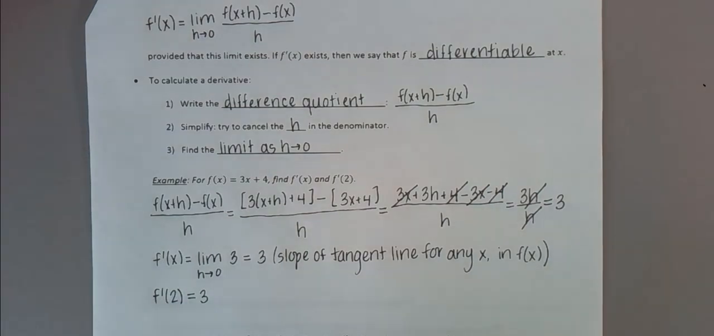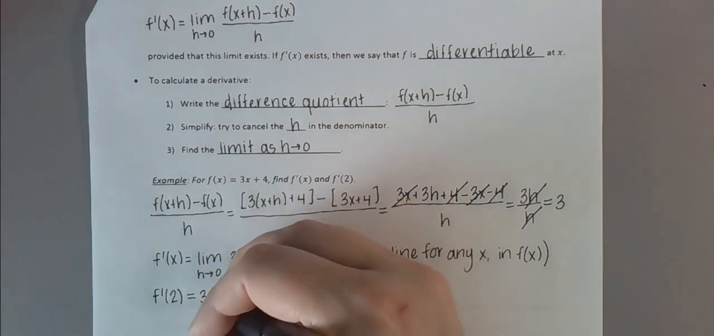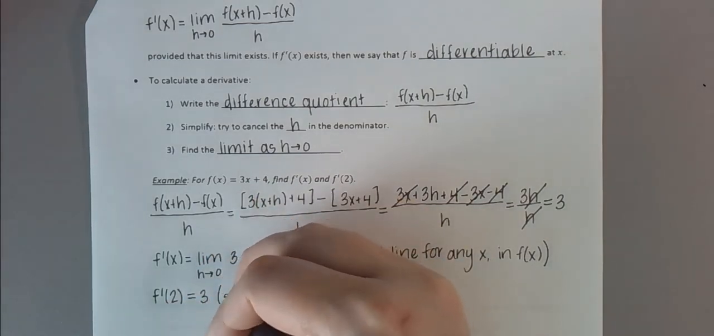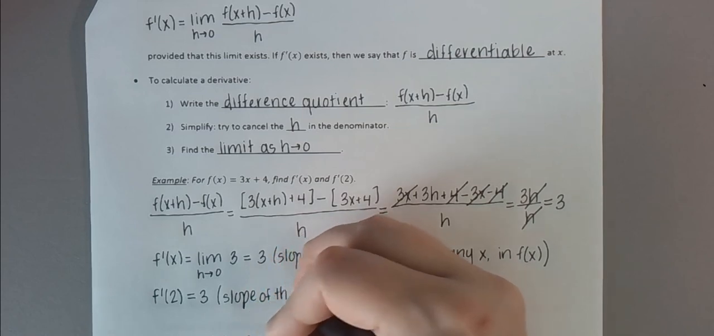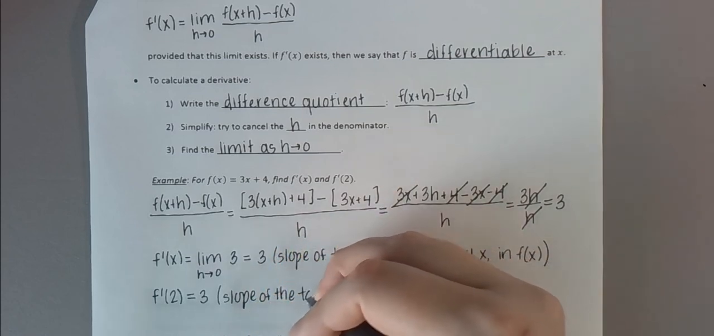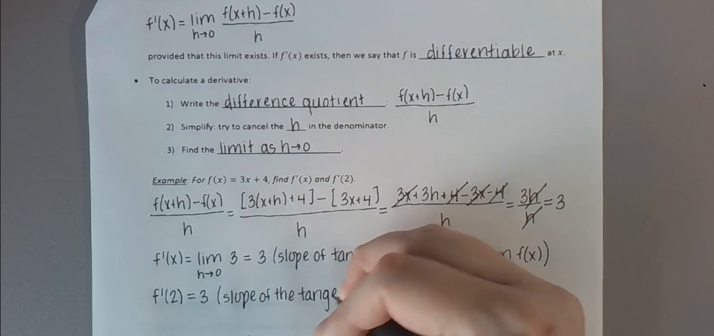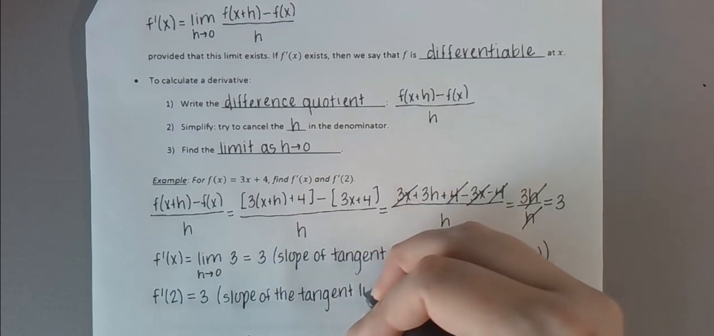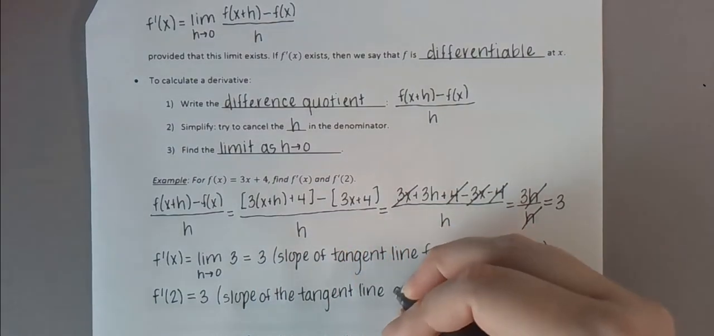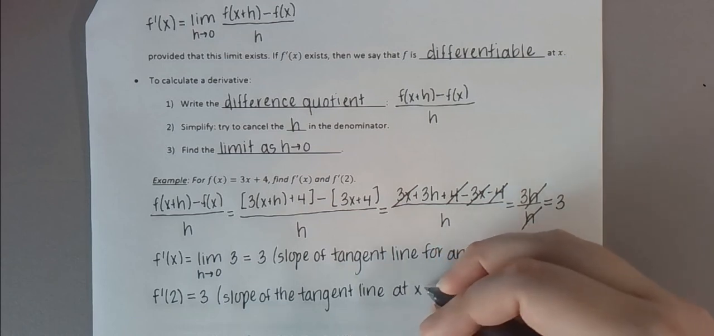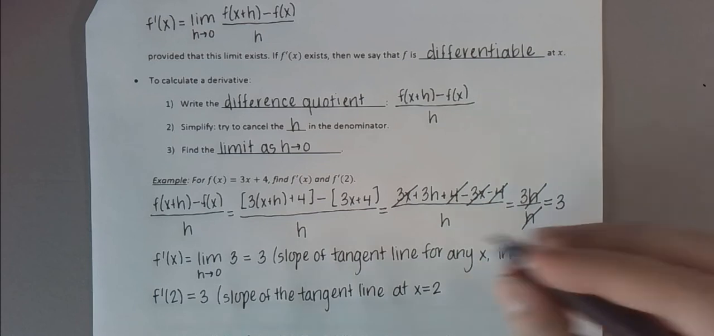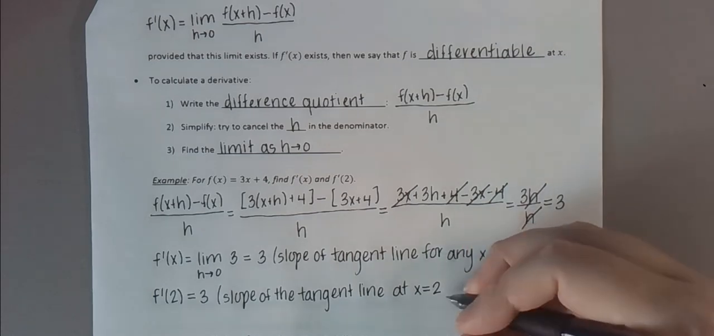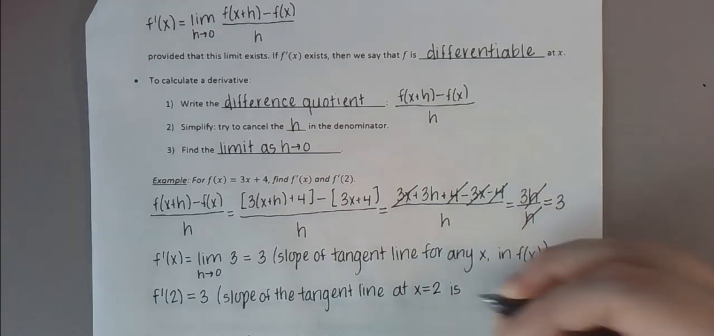So when we say f prime of 2 is equal to 3, what we're saying here is that the slope of the tangent line at x equals 2, at that specific x value in our function, is 3. It's going to be 3.